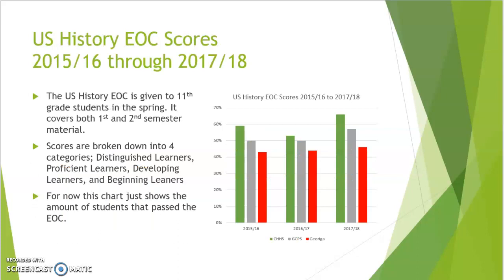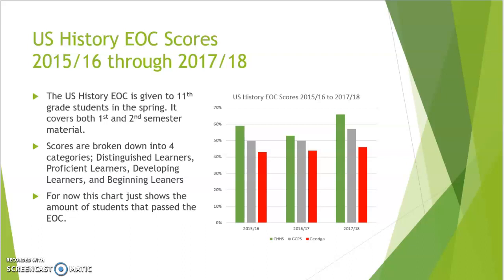So let's get into the data that we're looking at. We're looking at U.S. history scores and economics scores. So first up is the U.S. history EOC scores. You can see the data. This is from 2015-16 through the 2017-2018 school year. So 3 years worth of data.